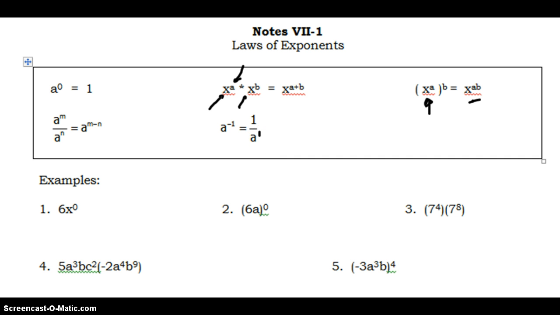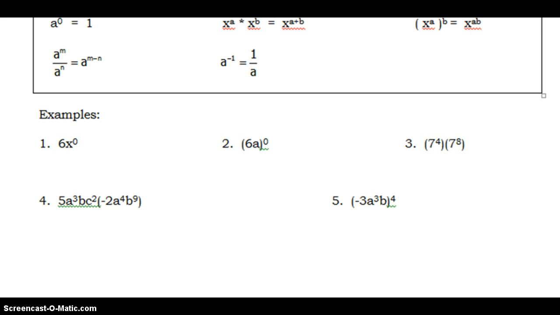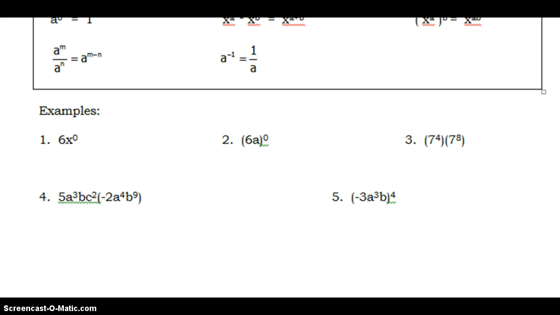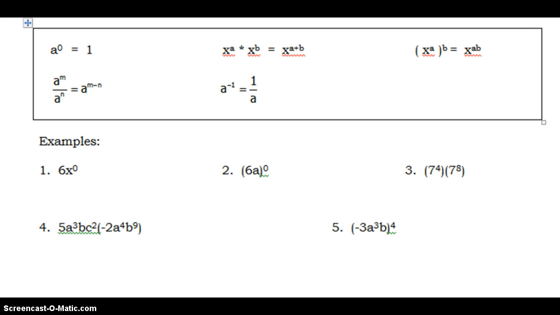Okay, let's look at some examples. I'm going to go ahead and erase a little bit here so you can refer to them without my arrows. Our first example, example number 1, we have 6 times x to the 0 power. Notice only the x is to the 0 power. So only x to the 0 becomes 1. So this becomes 6 times 1, which is 6.